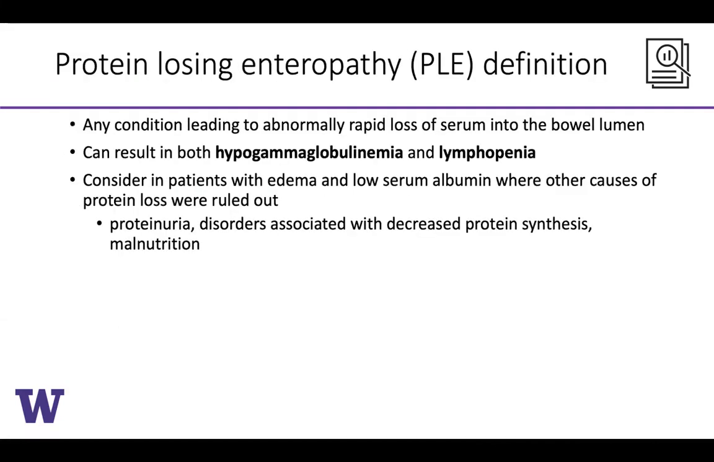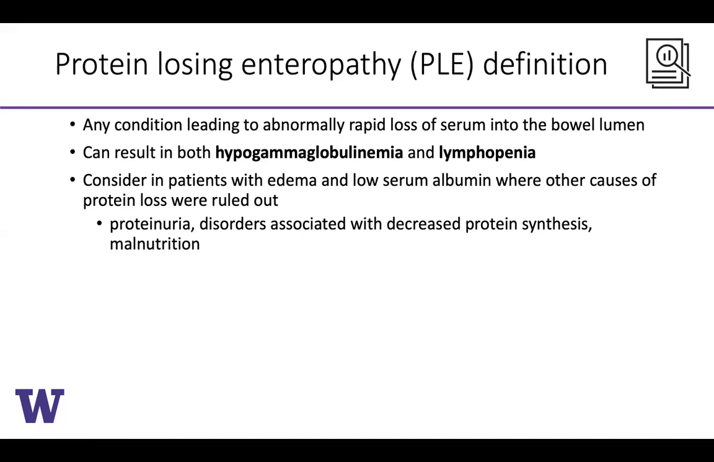So moving on to the next big category of secondary hypogammaglobulinemia, and that's protein-losing enteropathy. It's not something that I think we see often, and it seems to be a condition that's not really owned by any one specialty, but it comes up in a differential.